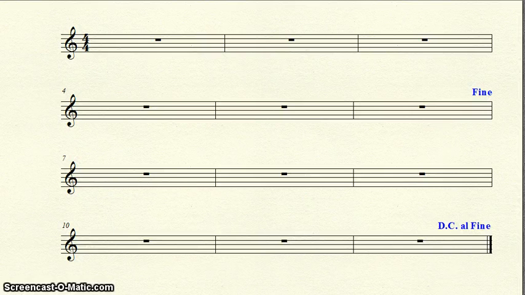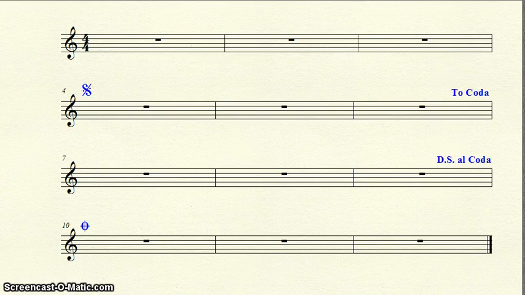Another form of repeat is the DC al fine. The DC stands for da capo, which translates from Italian to "by head" or "the top." When you see a DC al fine, you first return to the beginning or top of the piece. Al fine means "the end," so after returning to the top of the piece, you sing until you find the word fine, signaling the end of the piece.